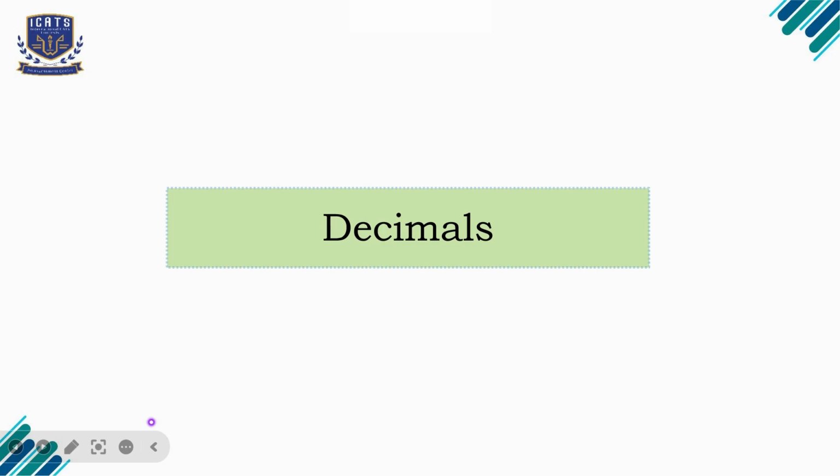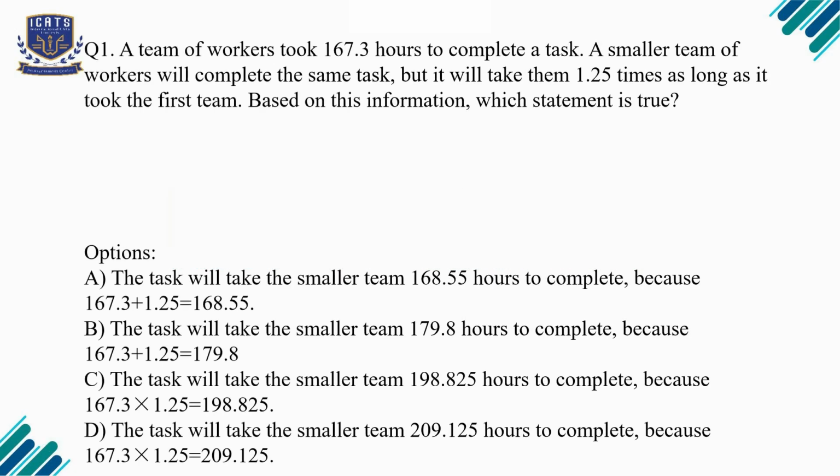Let's discuss the questions related to decimals. Question number 1, a team of workers took 167.3 hours to complete a task. A smaller team of workers will complete the same task, but it will take them 1.25 times as long as it took the first team. Based on this information, which statement is true?